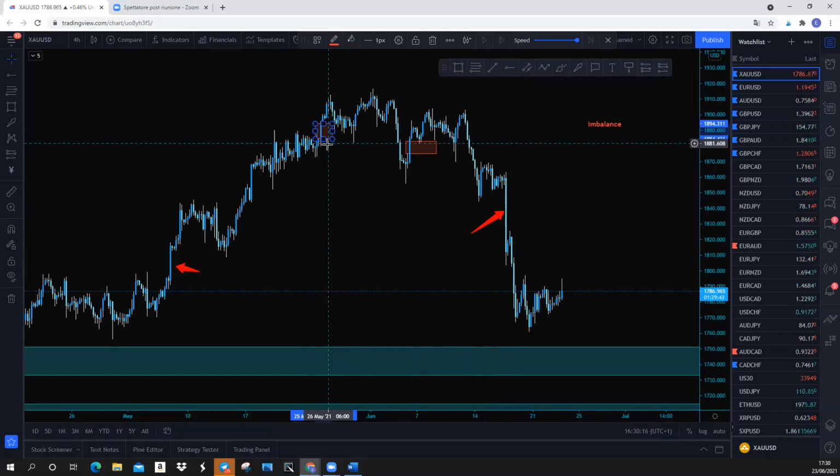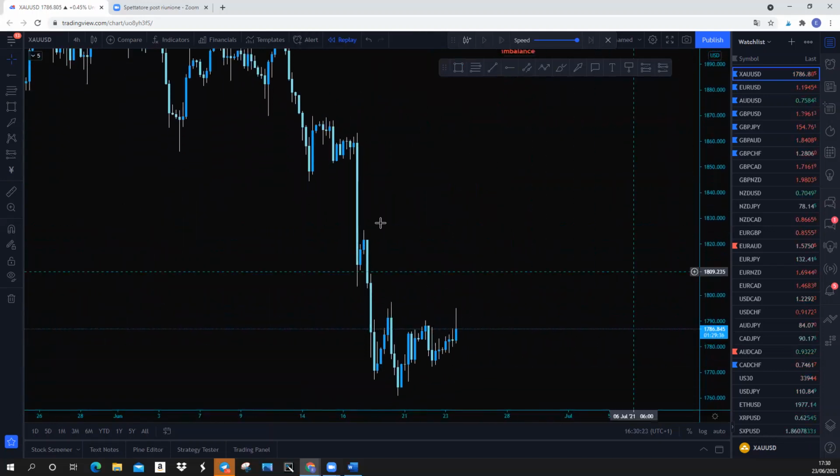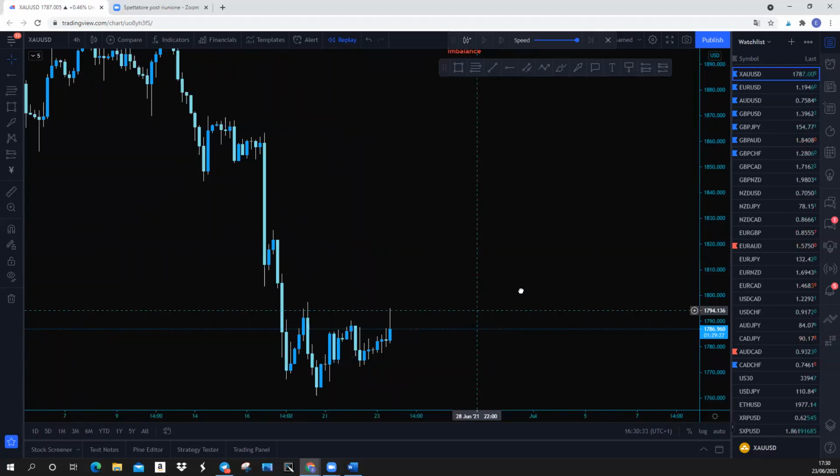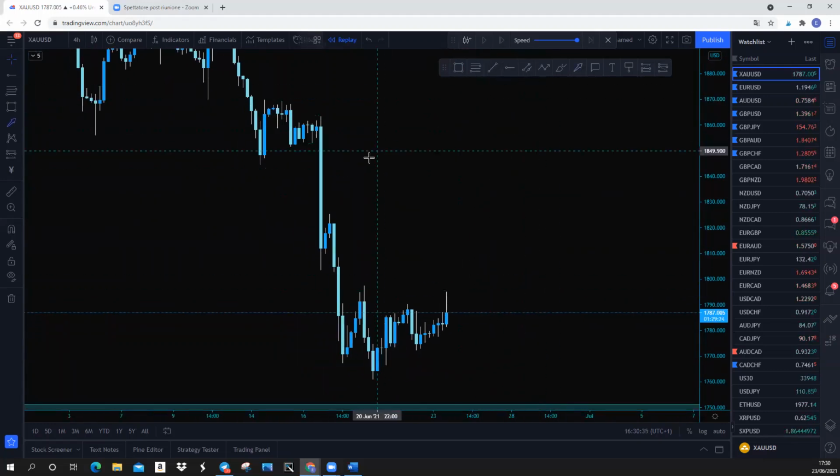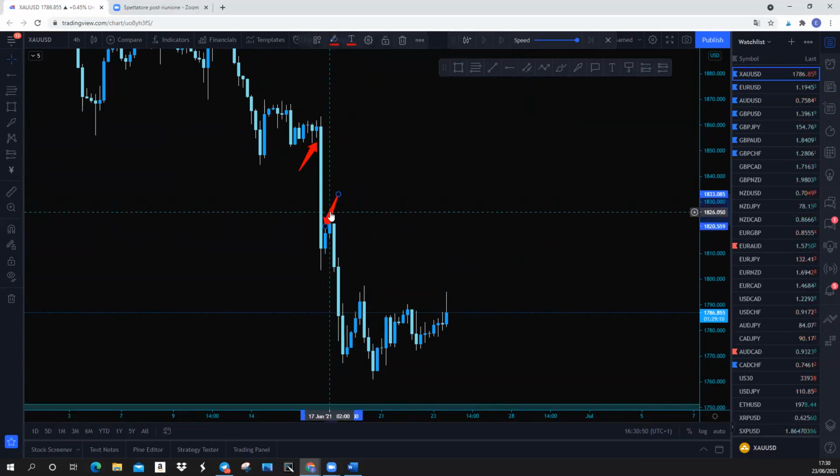Now, how to find imbalance areas? You basically need to look at these big moves that are only going in one direction, and you need to look at the previous candle and the candle after. This is the previous candle and this is the candle after. Basically all the space between the wick and the wick is the imbalance area.